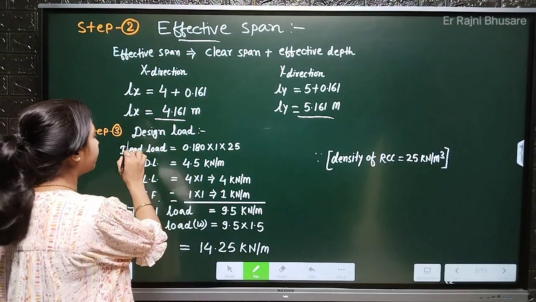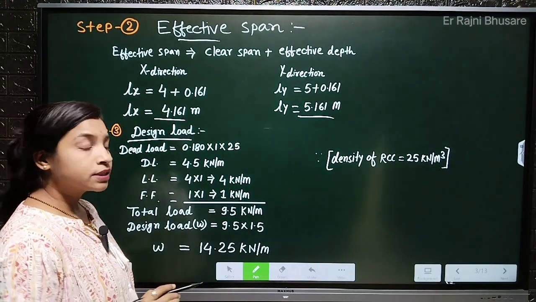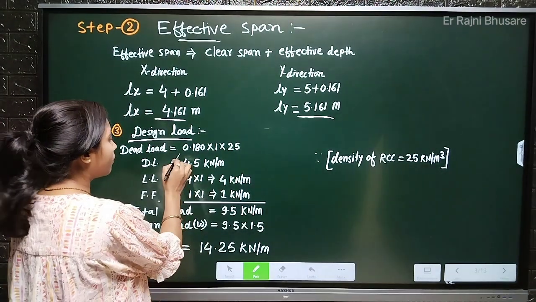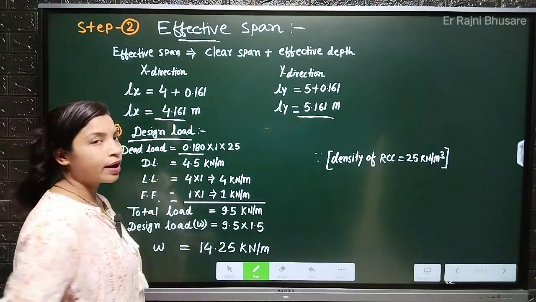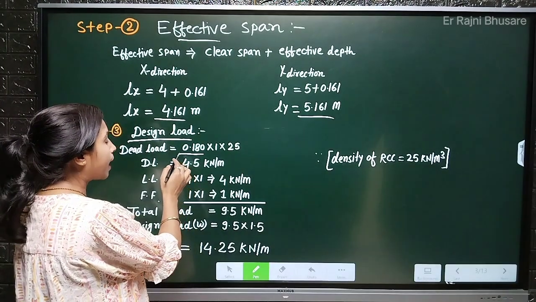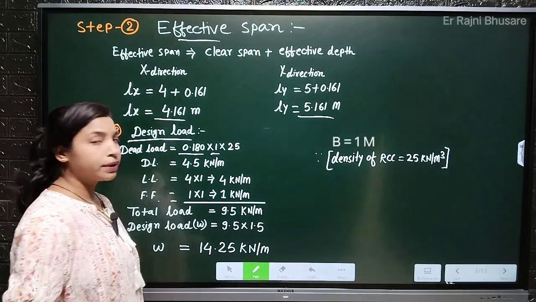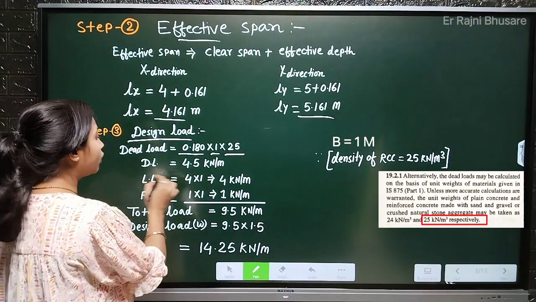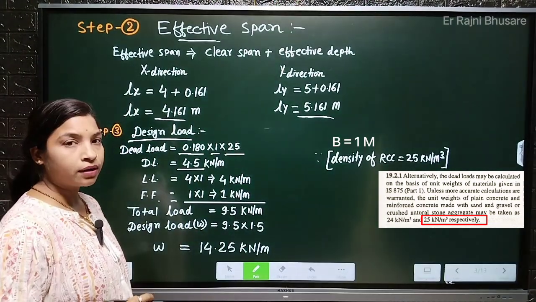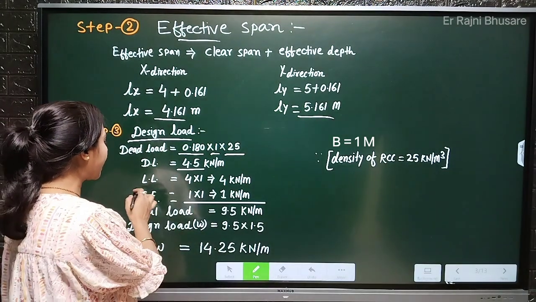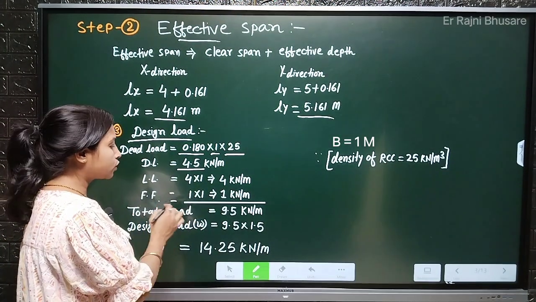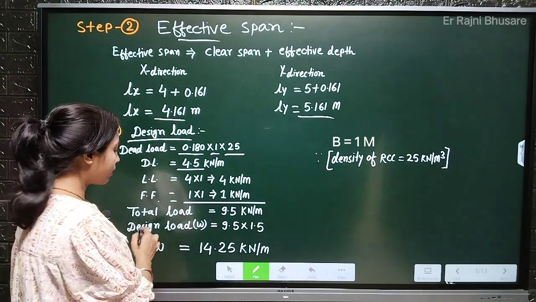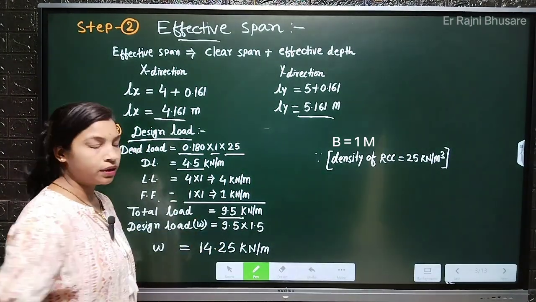Okay. Our third step is design load. Firstly we will calculate the self weight of the slab. Here our capital D is 180 mm, which we have calculated already. I am taking it in meter, 1 is per meter width and 25 is the density of RCC. So our dead load is 4.5 kilonewton per meter. Now we have live load 4 kilonewton and floor finish load 1 kilonewton per meter. So all loads are calculated, and our total load is 9.5 kilonewton per meter.